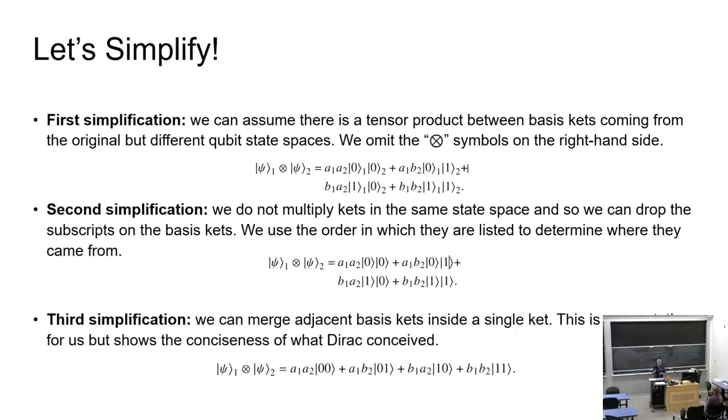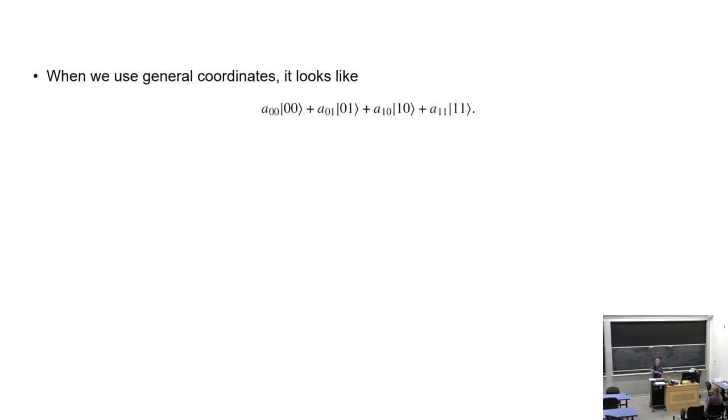And then the third simplification is that we can merge the adjacent basis kets inside of a single ket. The new notation that we get reflects what Dirac wanted us to love about his notation. So the tensor product of our 2 qubit states is just going to be A1 A2 |00>, A1 B2 |01>, B1 A2 |10>, B1 B2 |11>. All right, so if we use general coordinates, it might look like this.